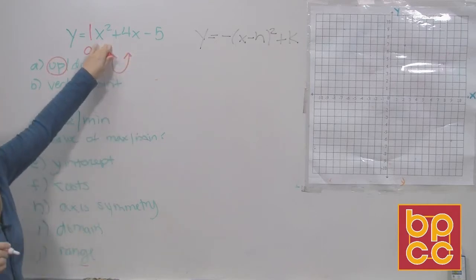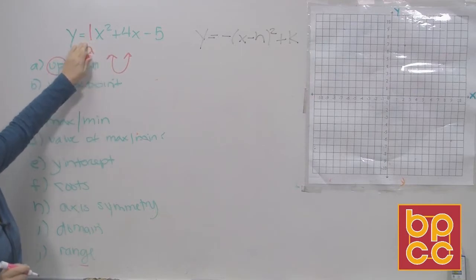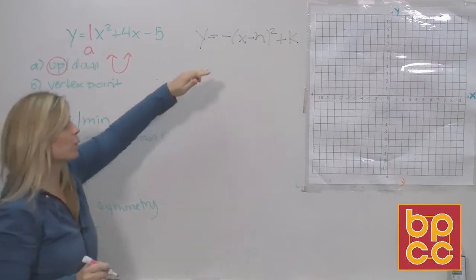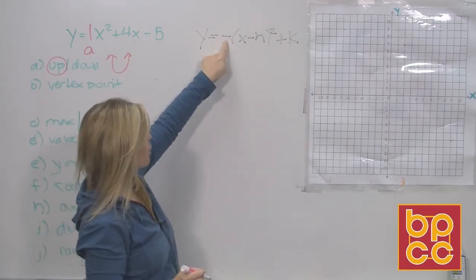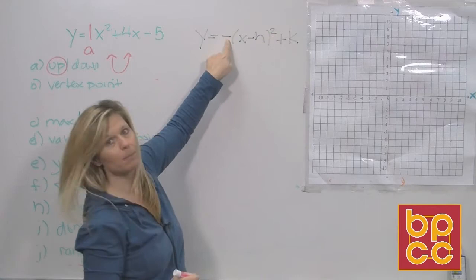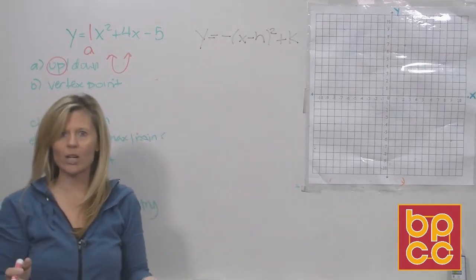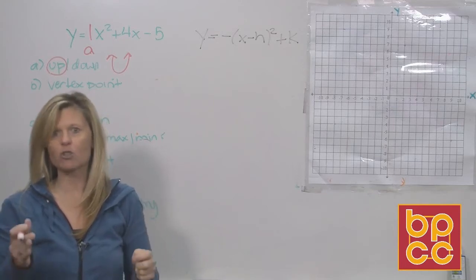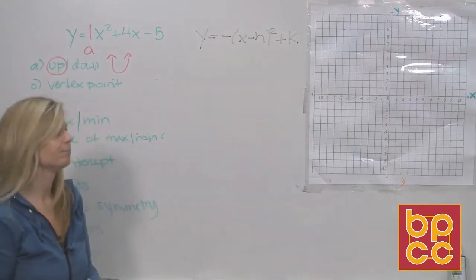So in general form, a is in front of x squared connected by multiplication. If we were in standard form like the previous module, a is still in front of x squared connected by multiplication. So you can always look at your quadratic equation. That first coefficient is a. It tells you whether you're turning up or down.